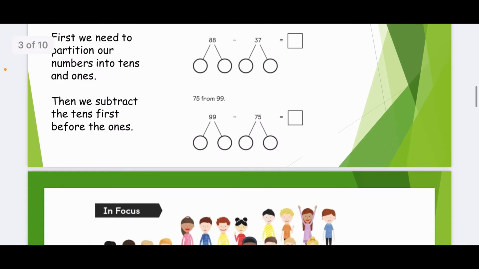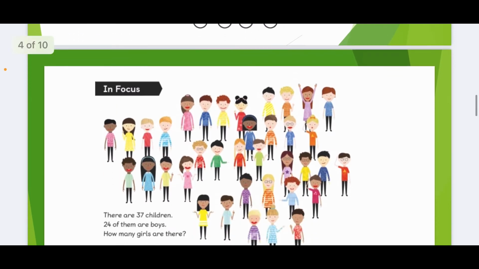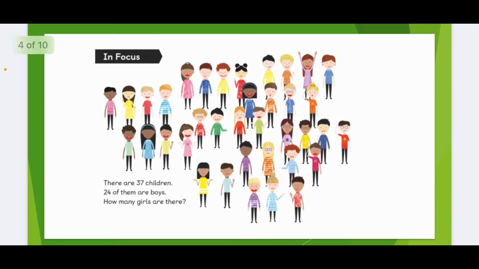So let's move on now to our in focus task. So you can see a picture here with lots of boys and girls, and the question says there are 37 children, 24 of them are boys, how many girls are there?